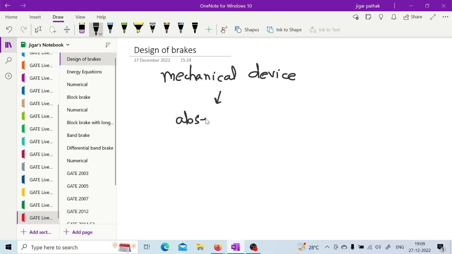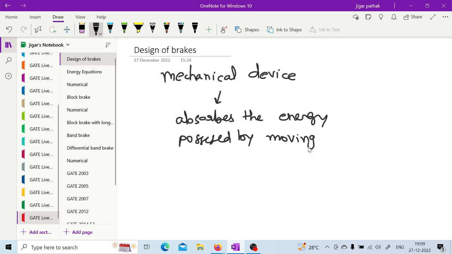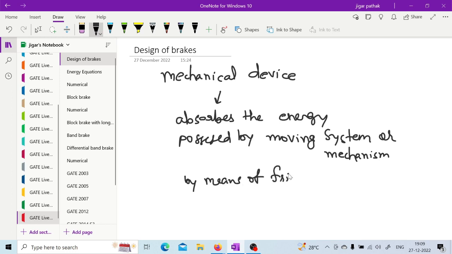It absorbs the energy possessed by any moving body, we can say moving system or mechanism, by means of friction. So basically, it will convert it to heat energy. Generally, three main types of brakes are in use: mechanical, hydraulic and electric. But we will focus on mechanical brakes.